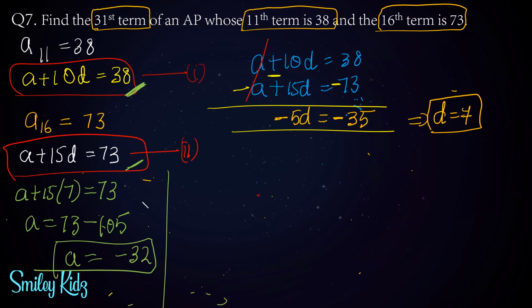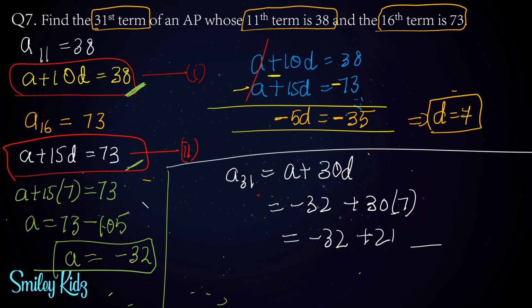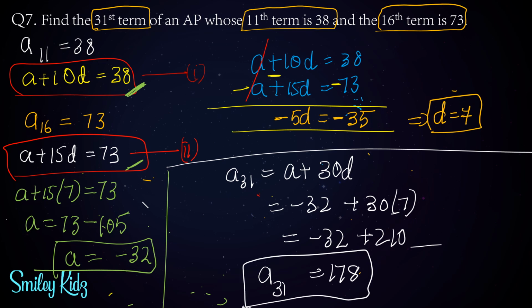Now we know the value of A, we know the value of D. It's easier to find out the 31st term right now. A31 is equal to A plus 30D. Then it's going to be minus 32 plus 30 into 7. This is minus 32 plus 210, which is equal to 178. So what is my 31st term of the AP? It is 178.